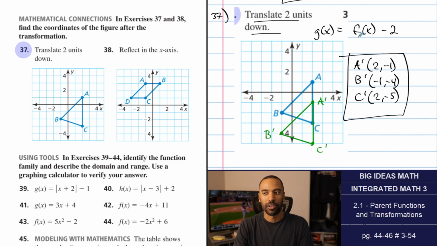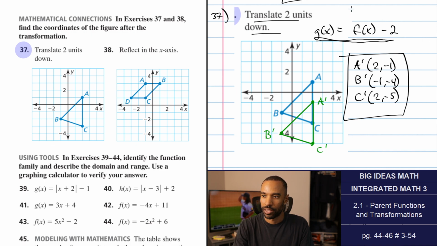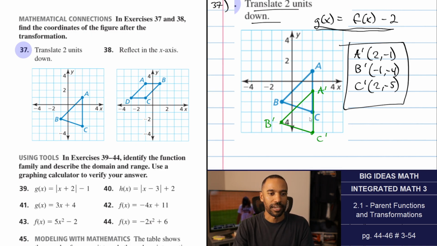So that's what I'm curious about. Do they want you to do more of the equation basis of it, right? Maybe that's what they want you to do. What's this random 3 doing here? Oh, that's for the next question. Speaking of which, we're on the next question. Let's go. Number 38.